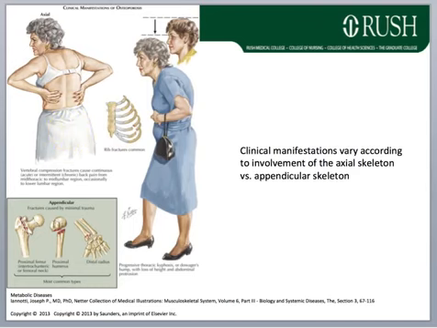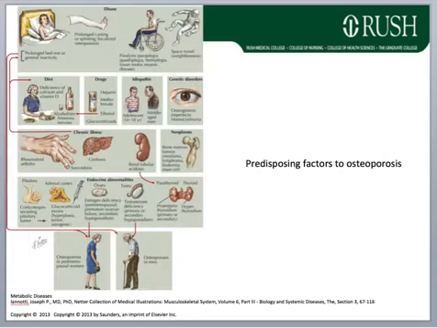And with the appendicular skeleton in the box in the lower left, you get fractures that can be caused by minimal trauma. The common sites of these are fractures of the radial bone with even trivial falls or trauma, and also the hip bone of the femoral neck. There's a variety of predisposing factors to osteoporosis, which are outlined in this diagram.